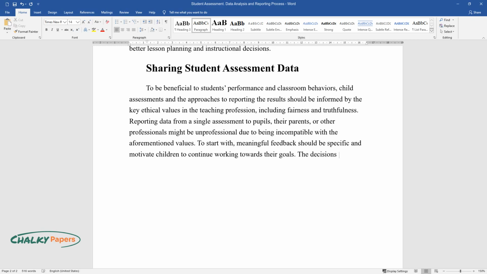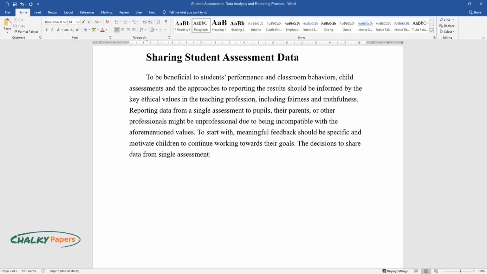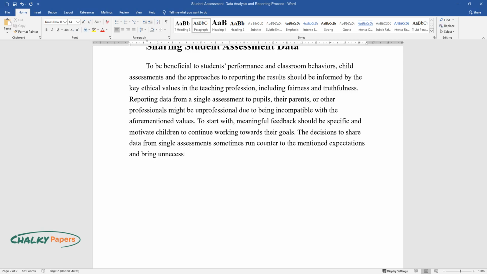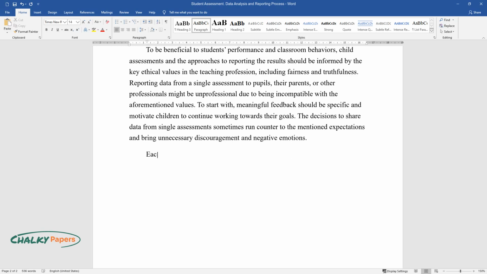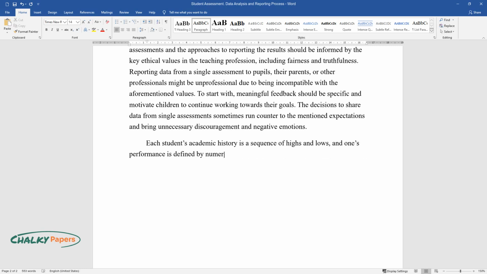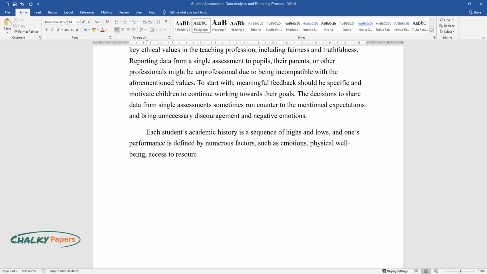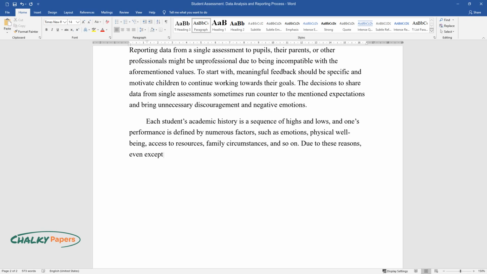goals. The decisions to share data from single assessments sometimes run counter to the mentioned expectations and bring unnecessary discouragement and negative emotions. Each student's academic history is a sequence of highs and lows, and one's performance is defined by numerous factors, such as emotions, physical well-being, access to resources, family circumstances, and so on. Due to these reasons, even exceptional students sometimes fail to do their best.